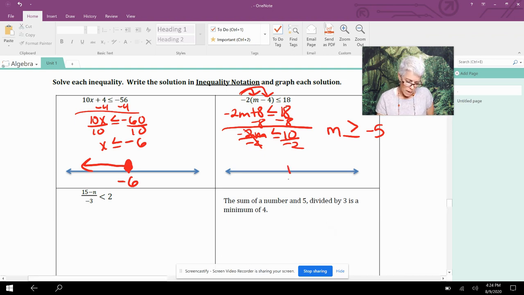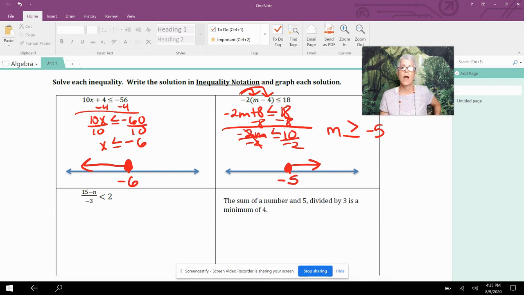So I'm going to put a little line. I'm going to put a -5. That is the only number I really need to have on here, just letting you know. If you want to put more numbers on there because it makes you more comfortable, feel free to do that. It is a greater than or equal symbol. It's pointing to the right. So I'm going to put a dot and I'm going to point it to the right. I am now finished. Let's go to the next one.